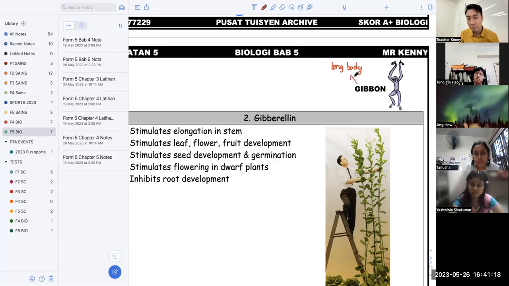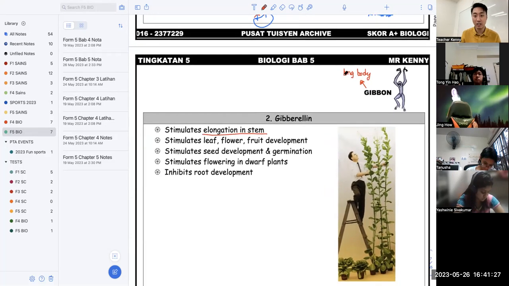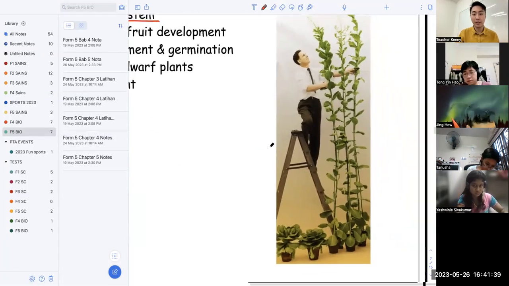So remember, gibbon is to elongate. Highlight or underline: elongate the stem. Stimulates elongation of the stem. Okay, so again, long body. Now, what do I mean by that?